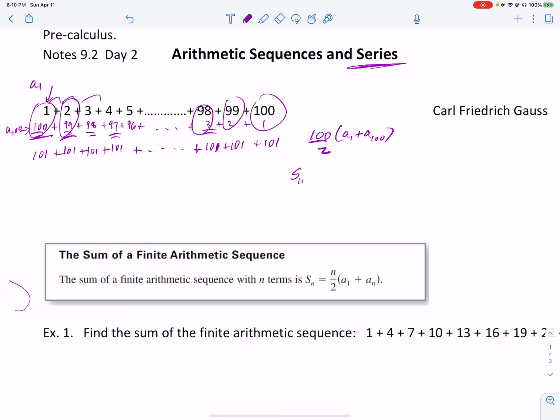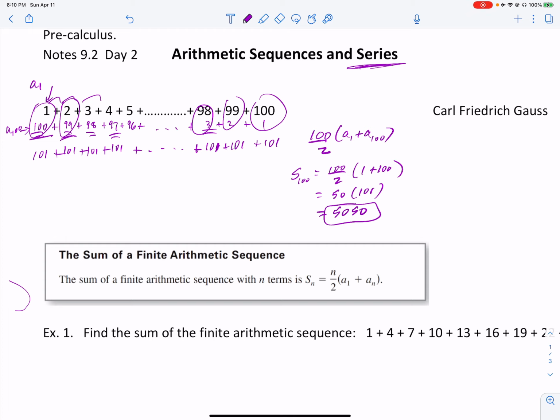So the sum of those first 100 is 100 terms divided by 2, times the first term plus the last one. And so we get 50 sets of 101, and it's 5,050. And that's the sum of the first 100 integers: 5,050. And he did it by lining that up.